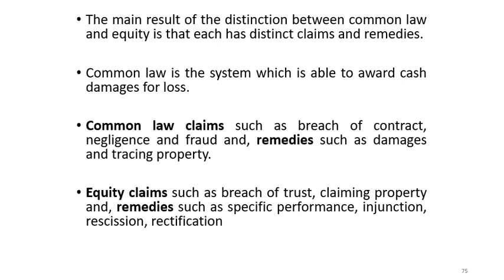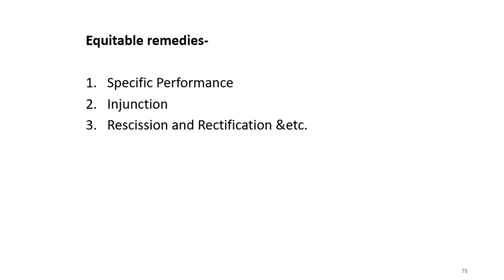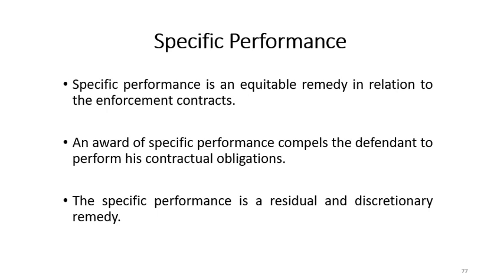Now here, the main result of the distinction between common law and equity is that each has distinct claims and remedies. When you see the common law is a system which is able to award cash damages, that's the damages for loss. Common law claims such as breach of contract, negligence, and fraud, and remedies such as damages or tracing a property. Equitable claims such as breach of trust, claiming a property, and equitable remedies such as specific performance, injunction, rescission, and rectification. When you talk about this one, the main equitable remedies that we must learn or we must study now, that's specific performance, injunction, rescission, and rectification. Specific performance.